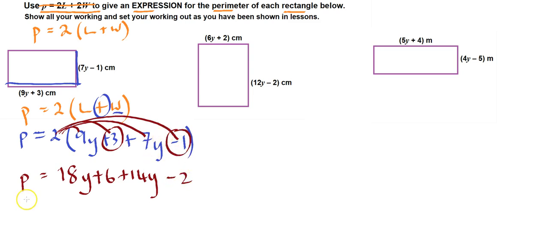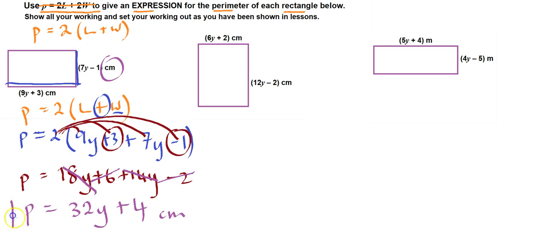So the final line of working, all we have to do is simplify the terms. So 18y plus 14y, that's 32y. And 6 minus 2 is positive 4. And we've got units of measurement for this one, so add those in as well. And this is the final expression.